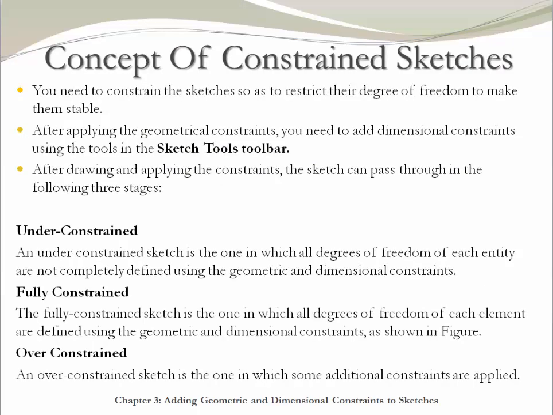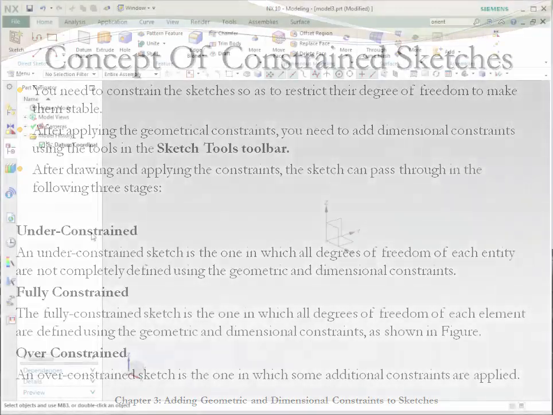The basic principle of using constraints in a sketch is to restrict its freedom to move or change size in order to make it more stable. A sketch is said to be under-constrained if the constraints are not properly defined. A sketch is fully constrained if all the needed constraints are well defined. And it is over-constrained if additional or unnecessary constraints were defined, or they are redundant.